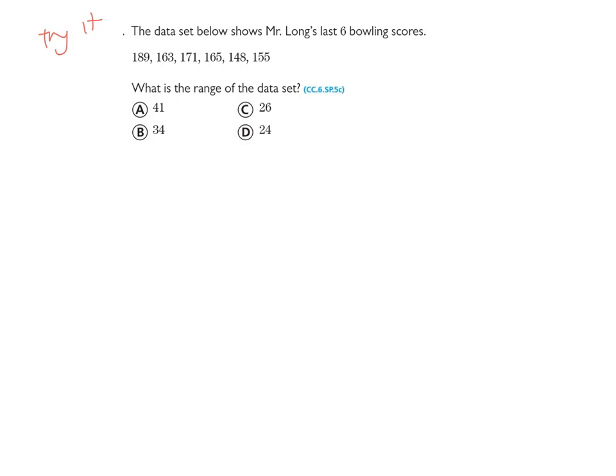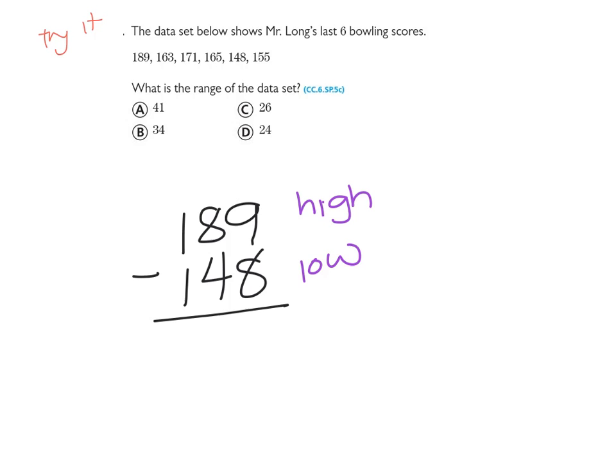Last problem. The data set below shows Mr. Long's last 6 bowling scores. What is the range of the data set? Pause and answer. Try it on your own. Okay, to find the range, I just took his highest score of 189 and his lowest score of 148 and subtracted them, which gives me 41. Oops, I guess I should have colored in the bubble.